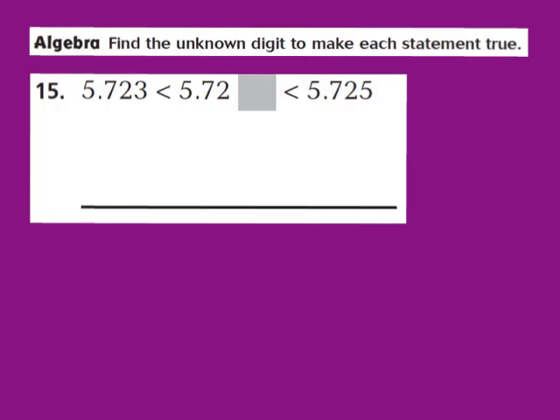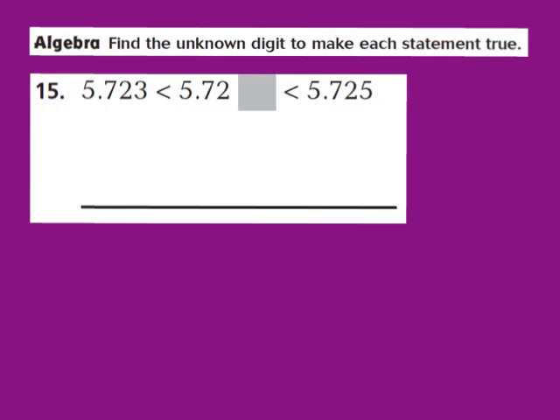Now let's take a look at the numbers in the hundredths place. I have a 2 in the hundredths place here, a 2 here, and also a 2 here. Once again, I know that those numbers are equal to each other. 2 is equal to 2 is equal to 2.